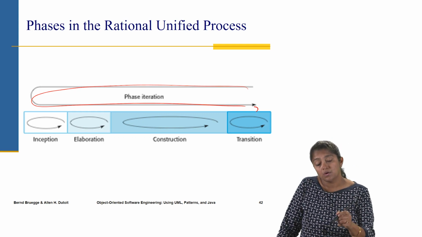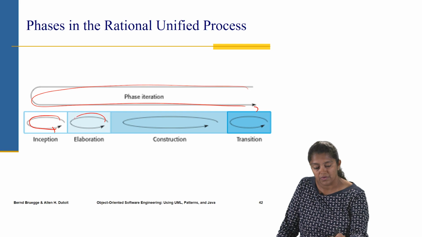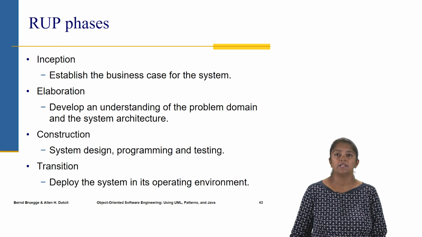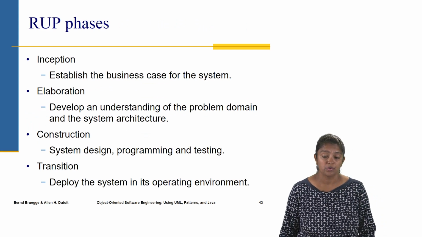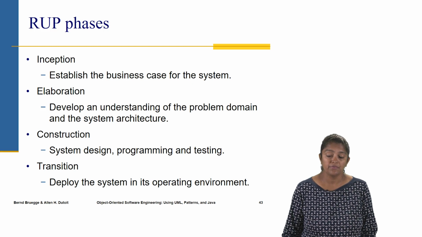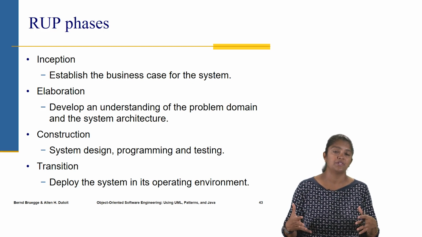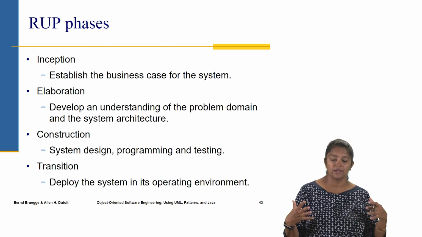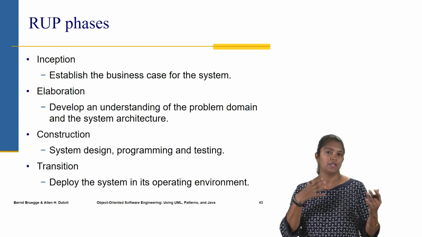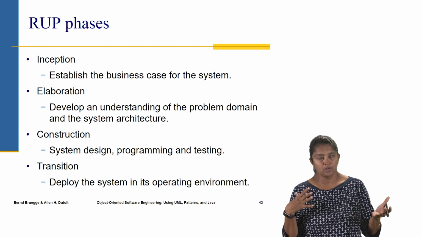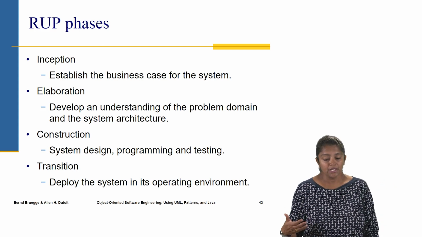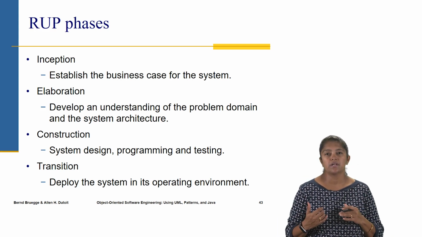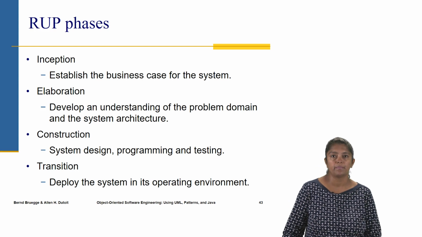There is also iterations just within inception or within elaboration. So it allows for iterations within the phases as well, and that's great for producing good quality software. So the different phases are: inception allows for establishing and understanding the business case for the system. Elaboration is basically understanding the problem domain and the system architecture, so further analyzing the domain and coming up with a high level design. Then construction is a detailed design and then programming and testing. And then transition is basically deploying the system onto its operating environment.